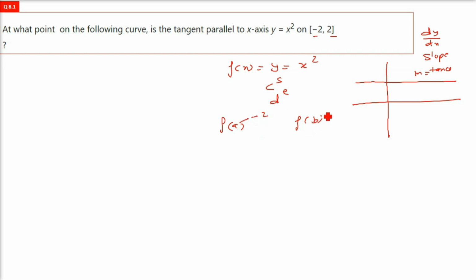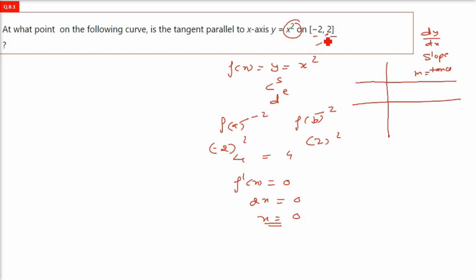If you take negative 2 and 2, then what are you going to get? Negative 2 whole square and positive 2 whole square. So you'll get 4 in both cases. So this is the third condition. The final step is you just have to differentiate this x squared and equate it to 0. Here you will get x equals 0.